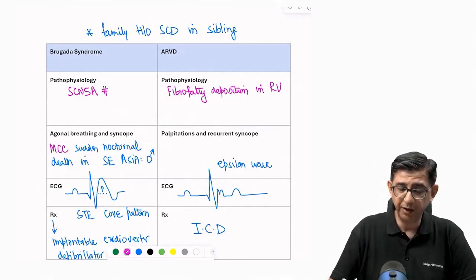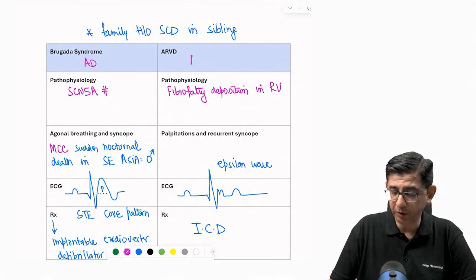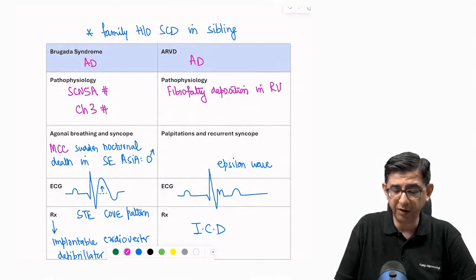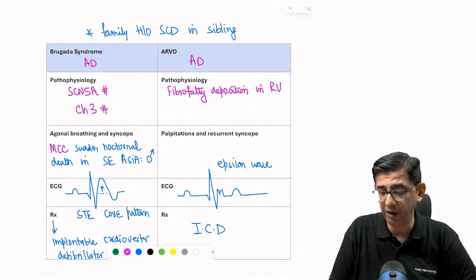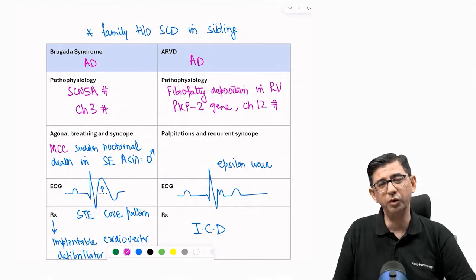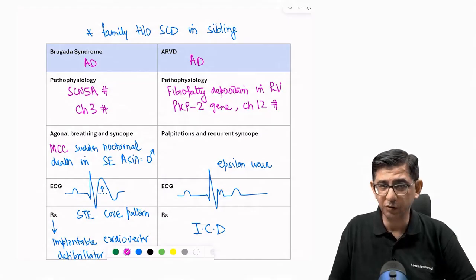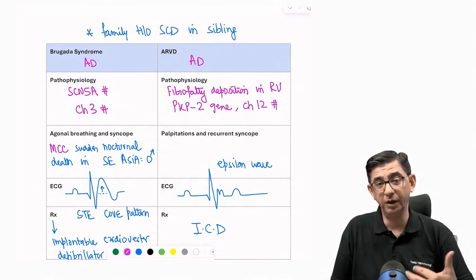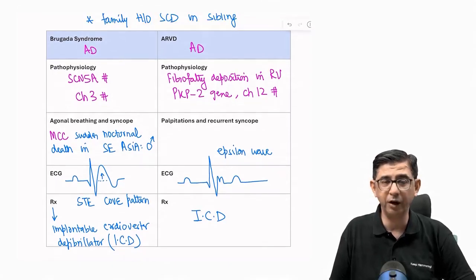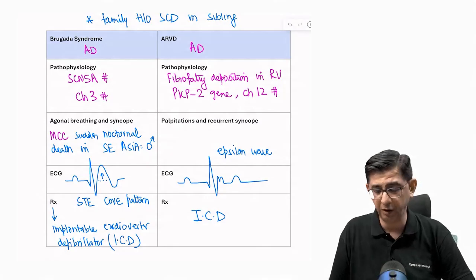An additional point to just wind this off is that the pattern of inheritance here happens to be autosomal dominant. With respect to Brugada, the defect is on chromosome number 3. The gene related to chromosome number 3 will be causing defective expression of sodium channel, that is SCN5A. And with respect to arrhythmogenic right ventricular dysplasia, the gene involved is called PKP2 gene, and the chromosome involved here happens to be chromosome number 12. So you can read about the genes and the chromosome for each of these disorders from the pathology domain as well, but from the clinical perspective, it is the ECG findings that we'll be evaluating in their brothers or sisters, and then we'll proceed with implantable cardioverter defibrillator for these patients.